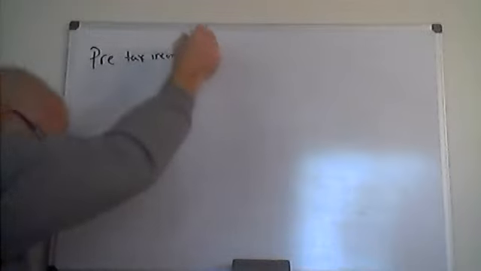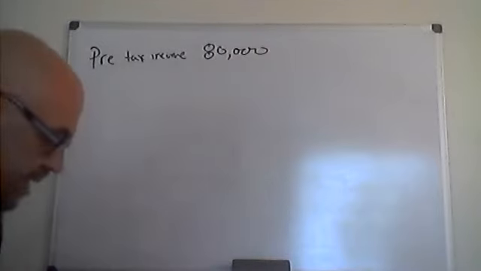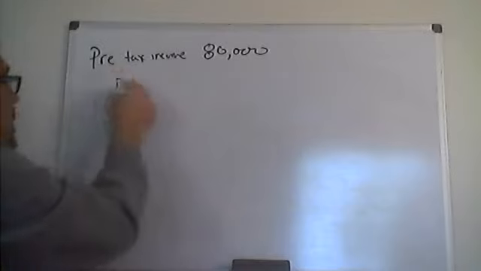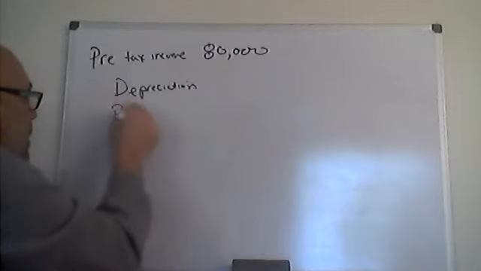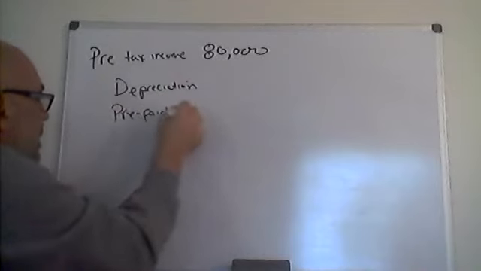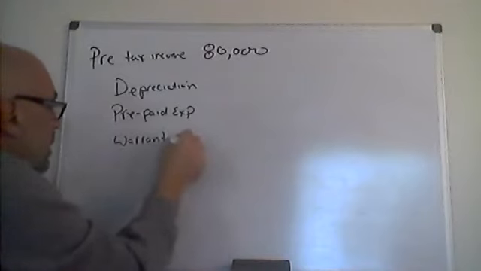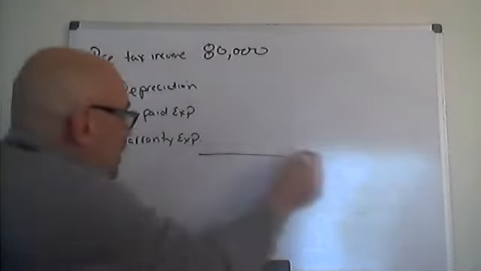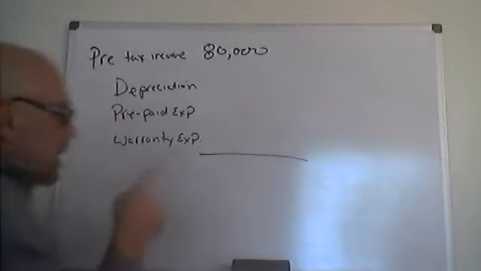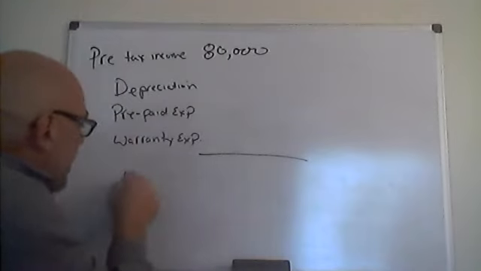Okay, so I have an example problem here. We have pre-tax income of $80,000, and we are given the following temporary differences. Okay, we have depreciation, prepaid expenses, and then warranty expense. So we need to either add or subtract each of these from our pre-tax income to get our taxable income.